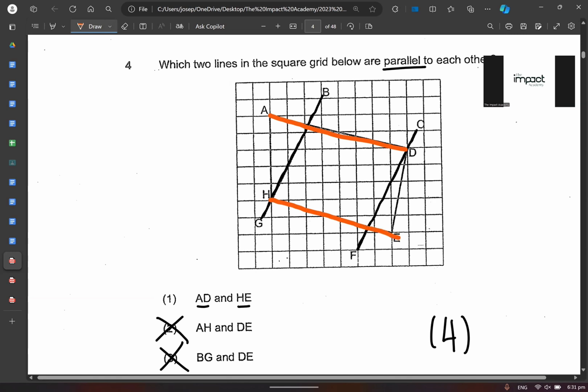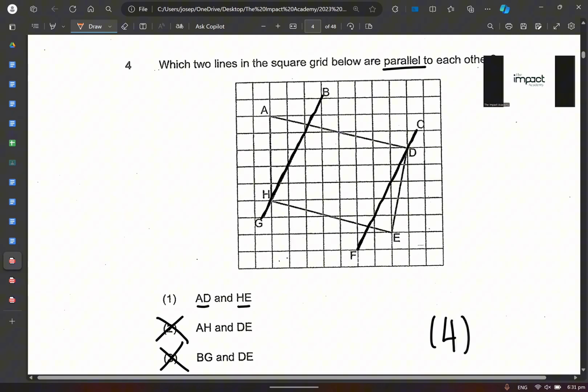Now, how do you know if something is parallel? They give you boxes, so you ought to use the boxes to help you. Am I making sense? Okay, so let's ask ourselves, AD and HE, do they have the same number of boxes? Let's see. You count by this, right?